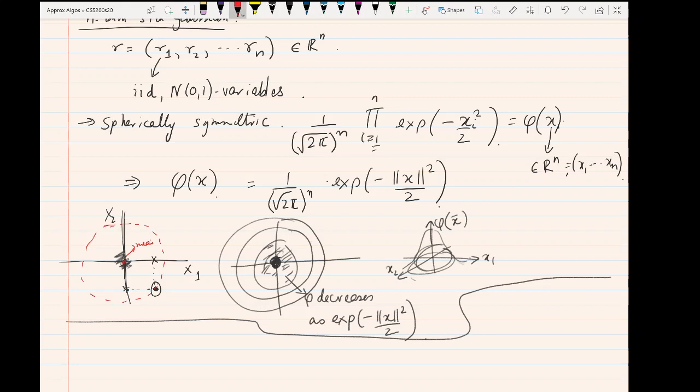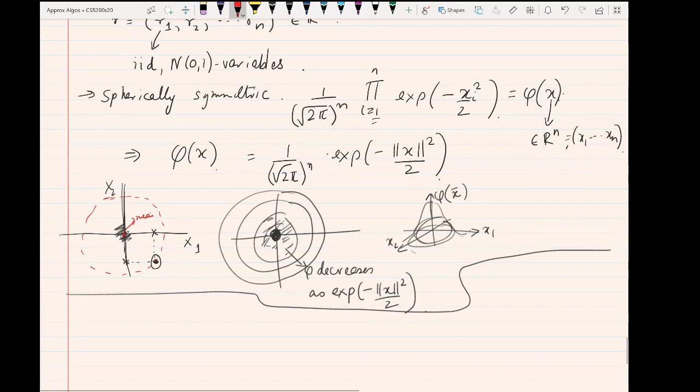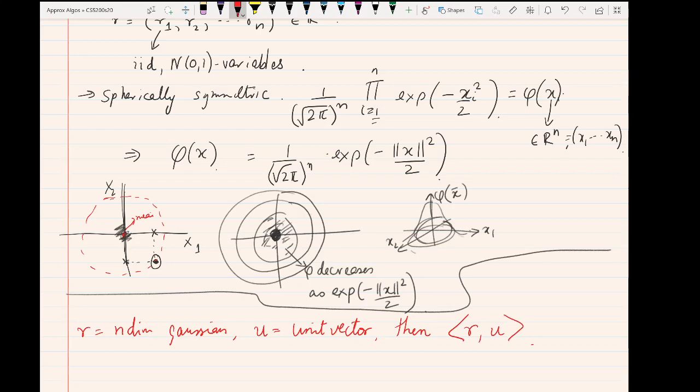Now a second crucial property is the following. If you take an n-dimensional standard Gaussian and you project it on any vector, then the resulting thing is the corresponding standard Gaussian in that subspace. So if R is an n-dimensional Gaussian and U is a unit vector, then the inner product between R and U is a random point along the direction of U. Viewed along this direction of U, it is going to be a one-dimensional Gaussian.